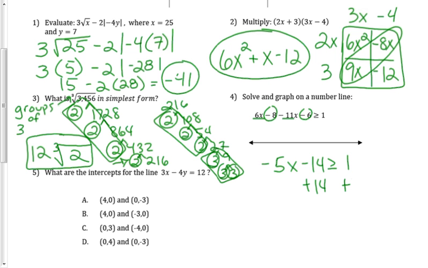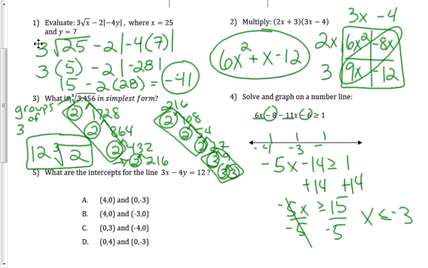So now we can go ahead and start our solving. We're going to add 14 to both sides, giving us negative 5x is greater than or equal to 15. Divide both sides by negative 5, and we know when we divide by a negative, we're going to flip that inequality. 15 divided by negative 5 is negative 3. Setting this up on a number line. Because it's less than or equal to, we get that line underneath, we need a solid or filled in circle. And then it's less than, so it's going to go to the left.